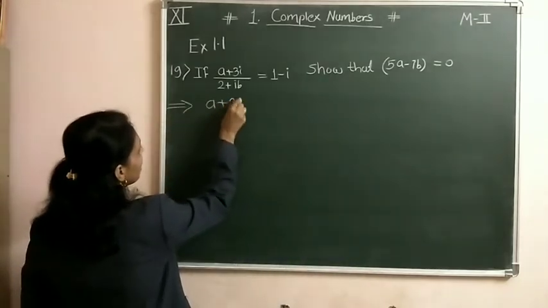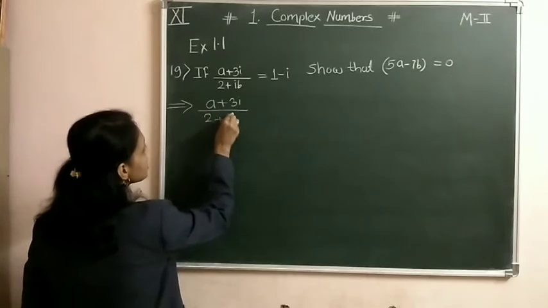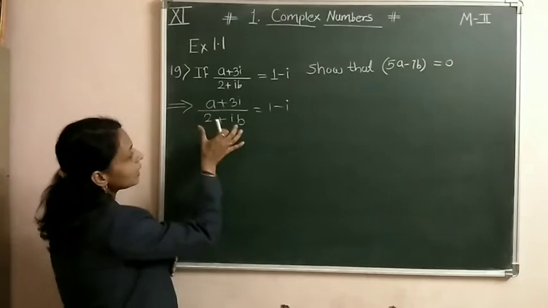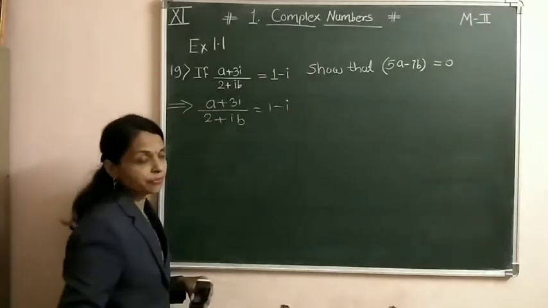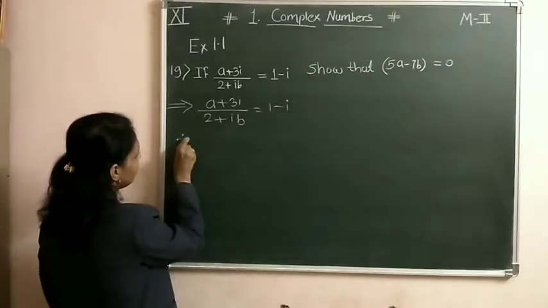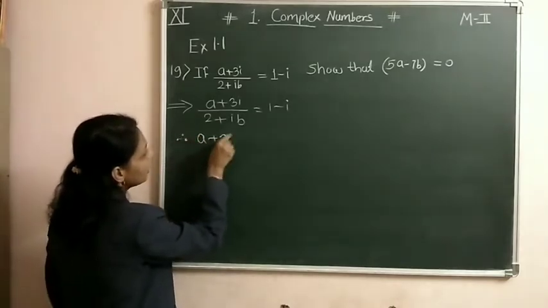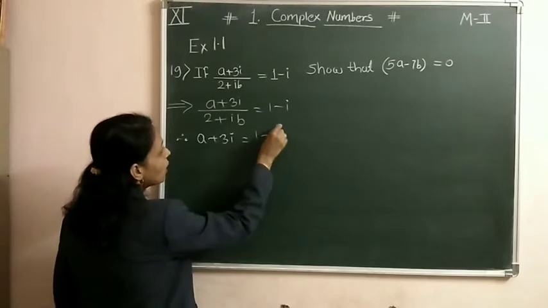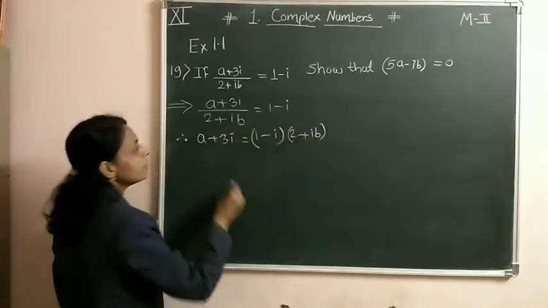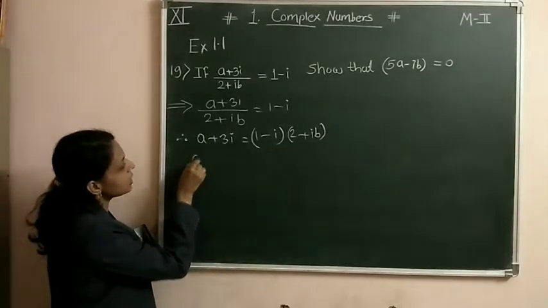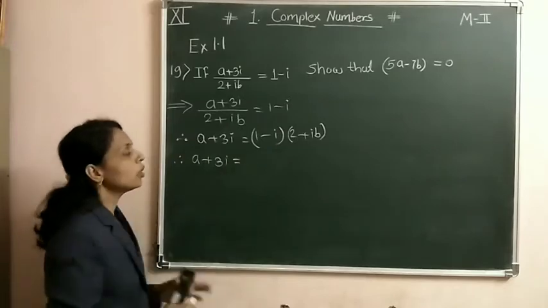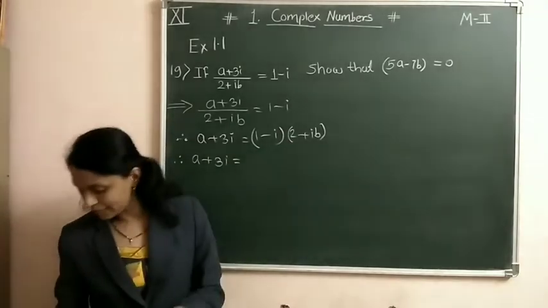(a + 3i)/(2 + ib) is equal to 1 - i. Take the denominator to the RHS, changing division to multiplication. Therefore, a + 3i is equal to (1 - i) into (2 + ib). We cannot solve the LHS, so keep it as it is. Now do the multiplication of this complex number.